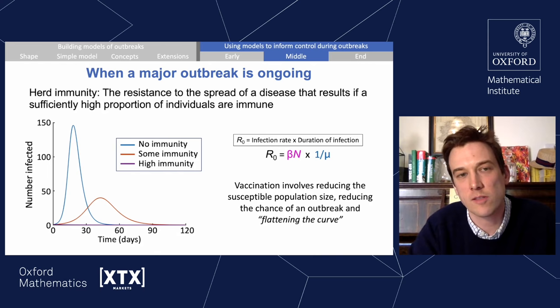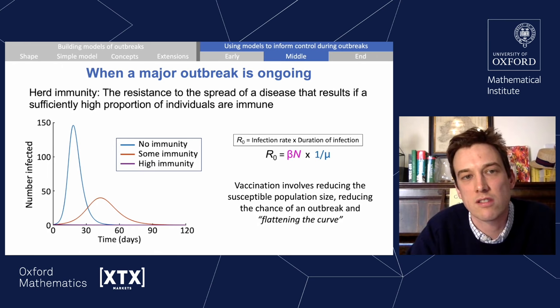Something else we talked about a little bit earlier on is the idea of herd immunity: the resistance to the spread of disease that results if a sufficiently high proportion of individuals are immune. Well, if you have a vaccination, this allows you to increase the number of immune individuals. Remember that we talked about that earlier in the context of R naught.